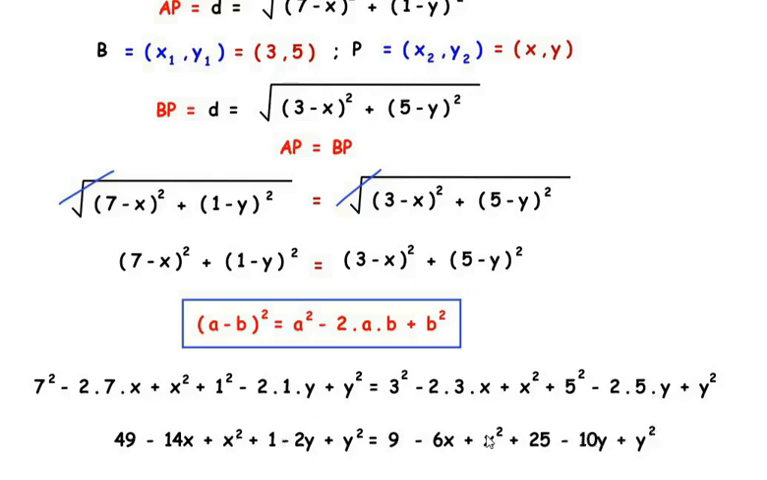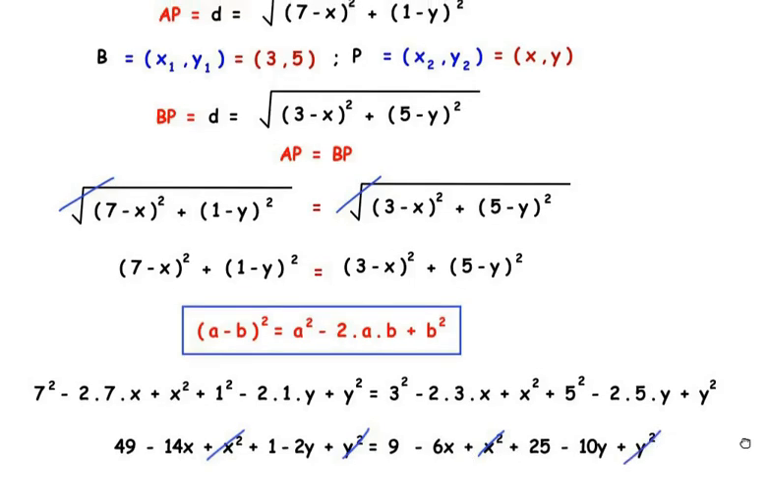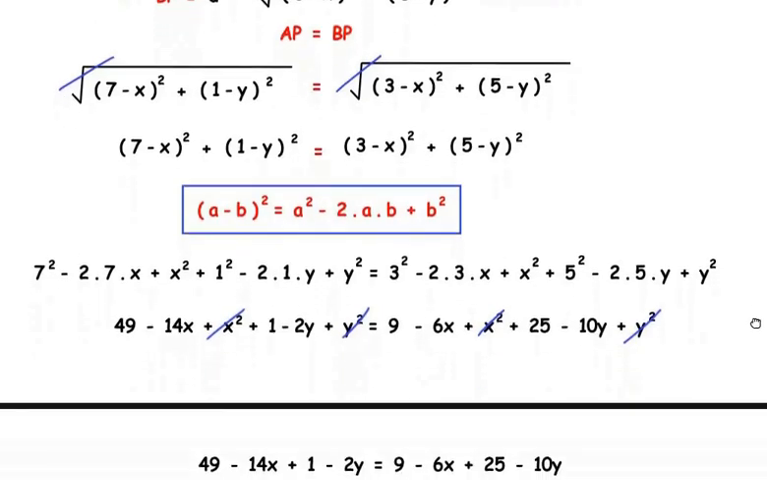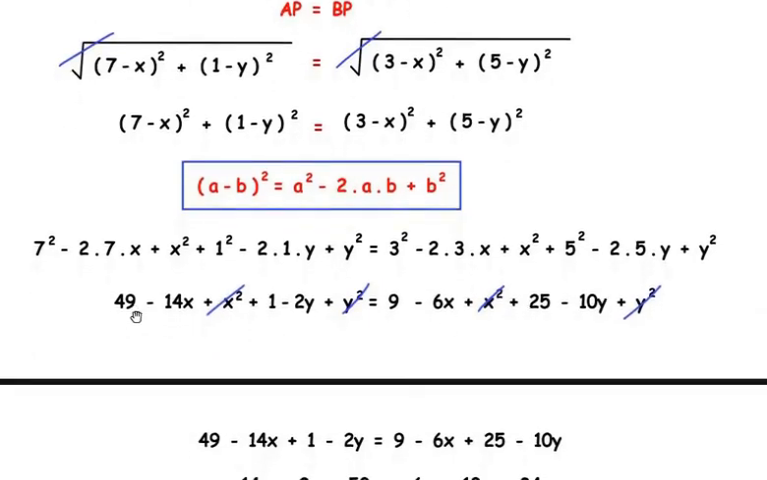Now let us see if any terms get cancelled from both the sides of the equal to sign. So here we can see that x square can be cancelled from both the sides of the equal to sign because they get subtracted. Similarly, y square can be cancelled from both the sides of the equal to sign. So here we have written down the remaining terms. So on the left hand side we have 49 minus 14x plus 1 minus 2y is equal to, on the right hand side we have 9 minus 6x plus 25 minus 10y.